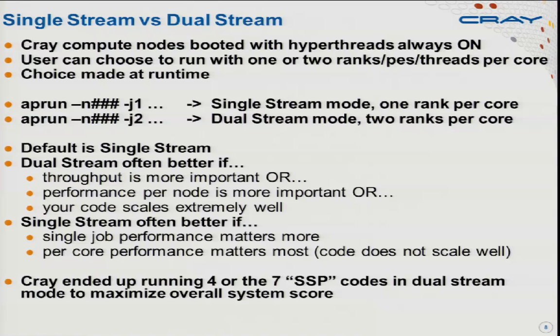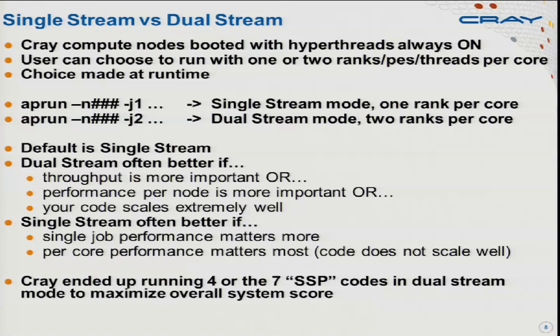And this basically says, if you look at the aggregate throughput of the machine, some codes, if they use the same number of ranks, but have twice as many ranks per node, then they will actually use half the number of nodes in dual stream compared to single stream. If they fit in memory, if that all works, in a way, they will get better utilization of the hardware, potentially, not necessarily a given.